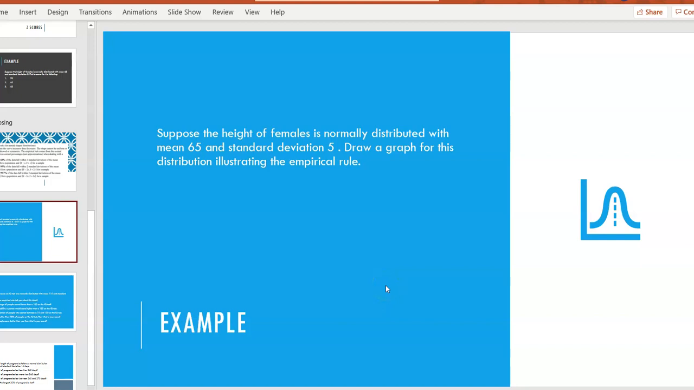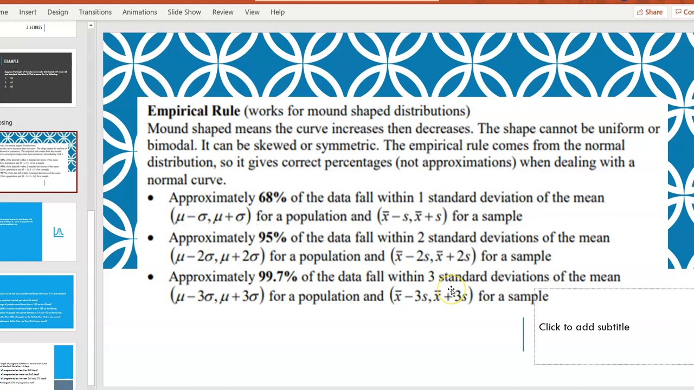So we have that the height of females is normally distributed with a mean of 65 and a standard deviation of 5. We want to draw a graph that illustrates the empirical rule. All right, now, before we do, let's go back to our empirical rule.